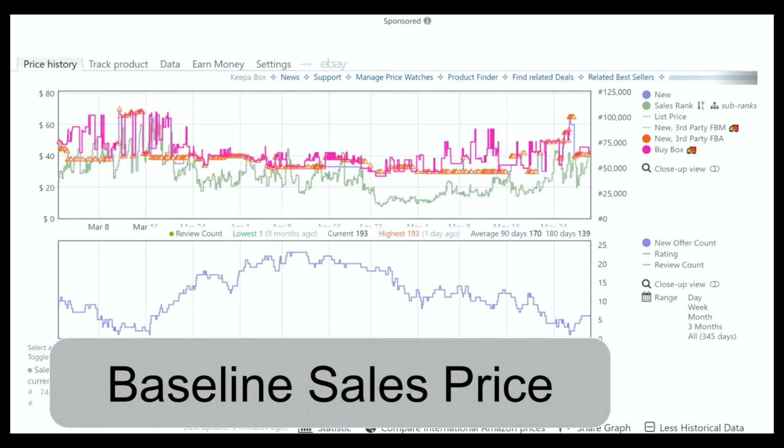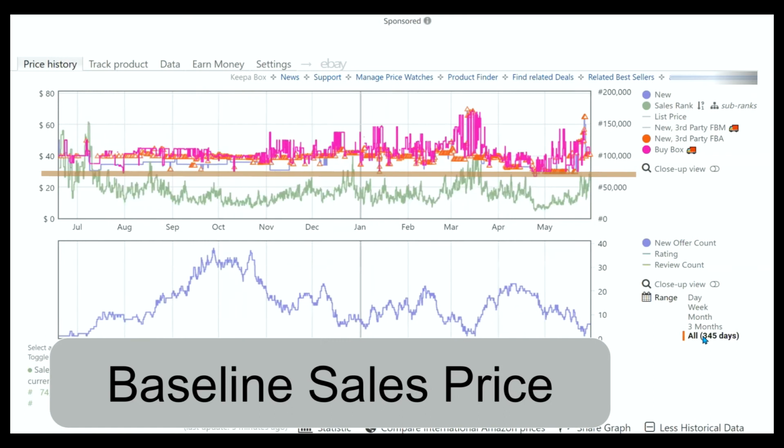Which to me tells me, all right, I'm going to look at $30 as my base, because that's the lowest it has sold over the last 3 months. And if you expand it to the all tab, which is the 345 days this product has been on Amazon, that $30 is actually the lowest price it has sold ever. So the $29.99 is a really low baseline.